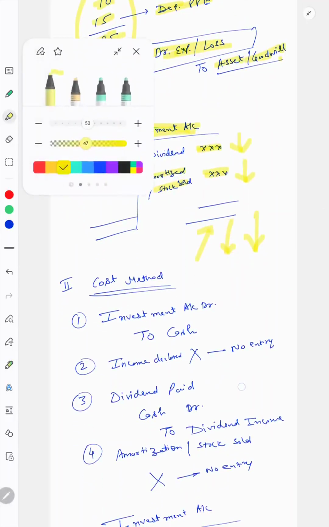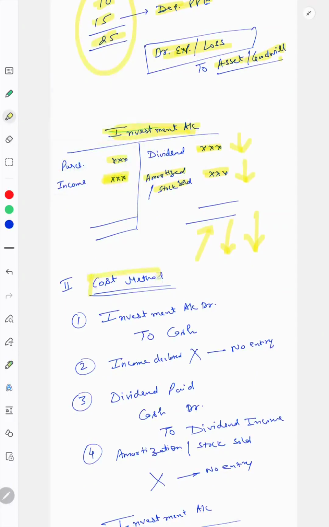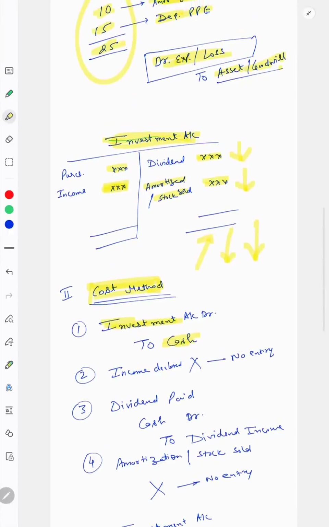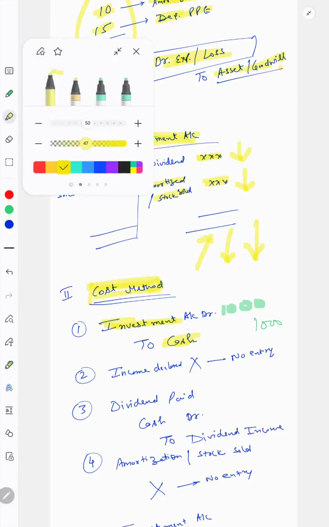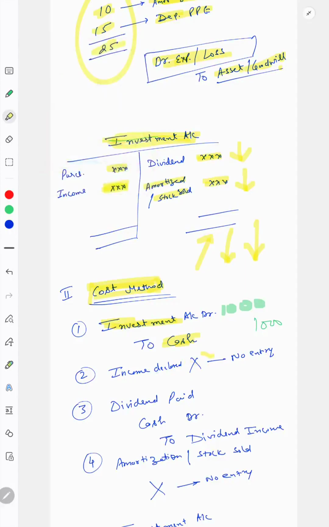On the contrary, under the cost method, what will happen? We record the investment, like the shares you have purchased from Microsoft or any other company, at the cost, investment account debit to cash. Okay, at the value you purchase, say 1000, so you will add an entry for the 1000. What will happen when the company declares the dividend, or declares the income? No entry. Under the cost method, no entry.